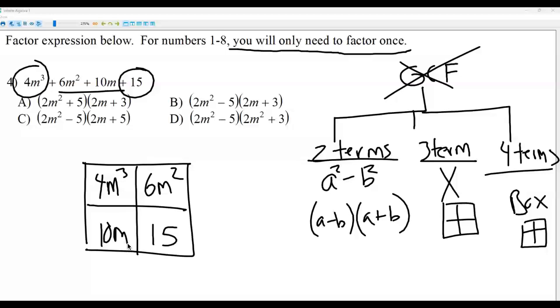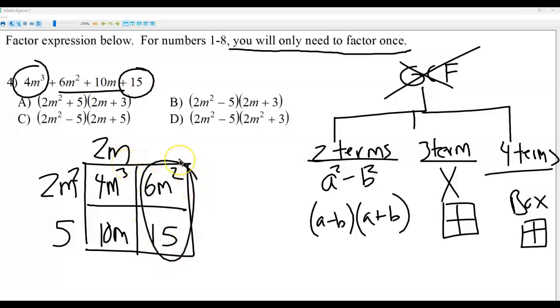The next thing we want to do is take out what each row and column has in common, like a GCF. So what do these 2 terms have in common? 4 and 6 can both be divided by 2, and they also both have at least 2 m's in common, so I can put an m to the second power out there. Let's see what this row has in common. 10 and 15 can both be divided by 5, and since the 15 doesn't have any m's, I can't take any m's out. Let's go ahead and take a look at this column here, find out what we can divide there. 4 and 10 can both be divided by 2, and they both have at least 1 m.